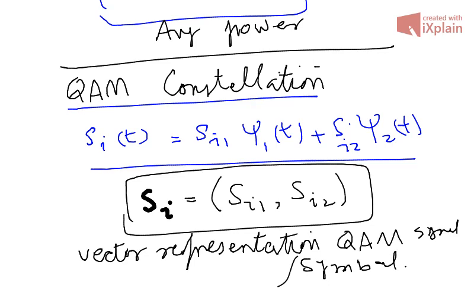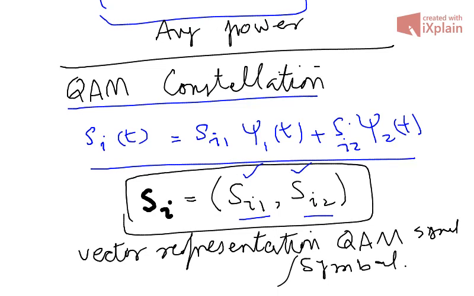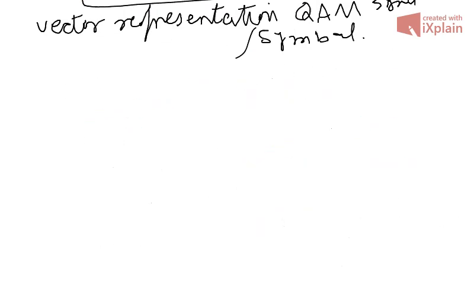So it means your QAM symbol can be represented in 2 dimensions, because you have two unique coordinates, x and y. So you need an x-axis and a y-axis. If you observe your signal constellation for a QAM, you should have 2 axes.